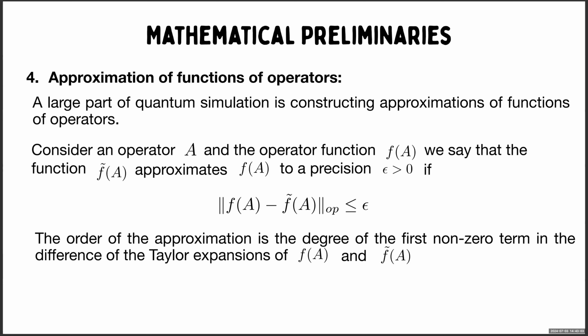Something else we always talk about is the order of the approximation. The order of the approximation is the degree of the first non-zero term in the difference of the expansions. If you Taylor expand this and Taylor expand that, if it's an approximation, a bunch of the terms will cancel each other. The first time they don't cancel, whatever the degree of that term is, that's what we call the order of the approximation.